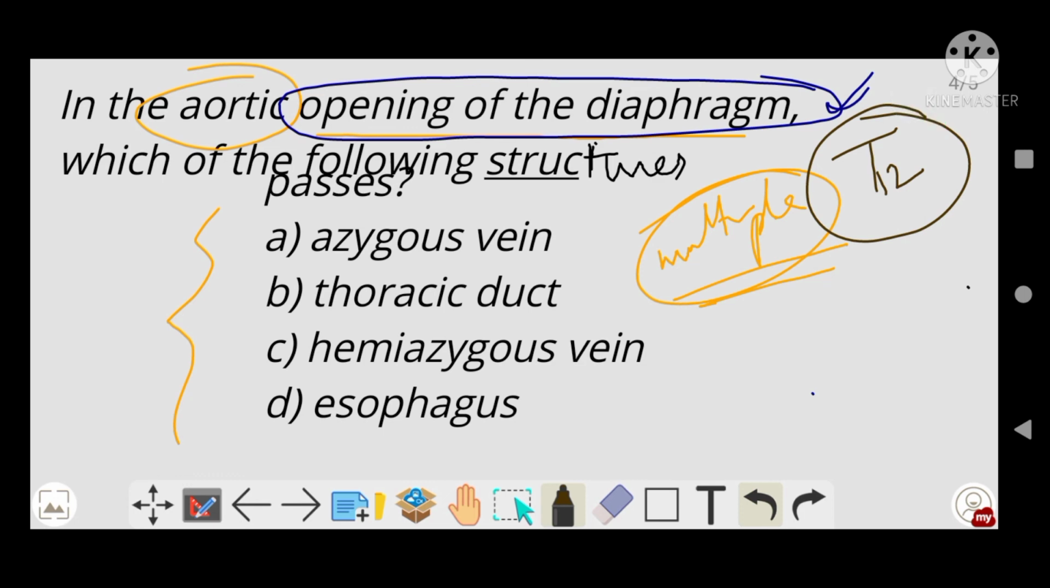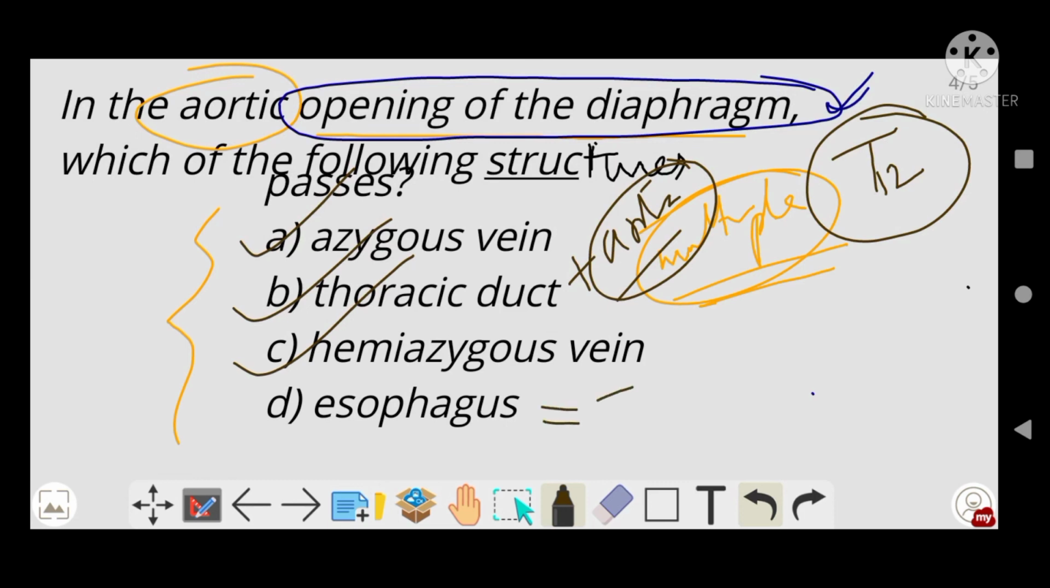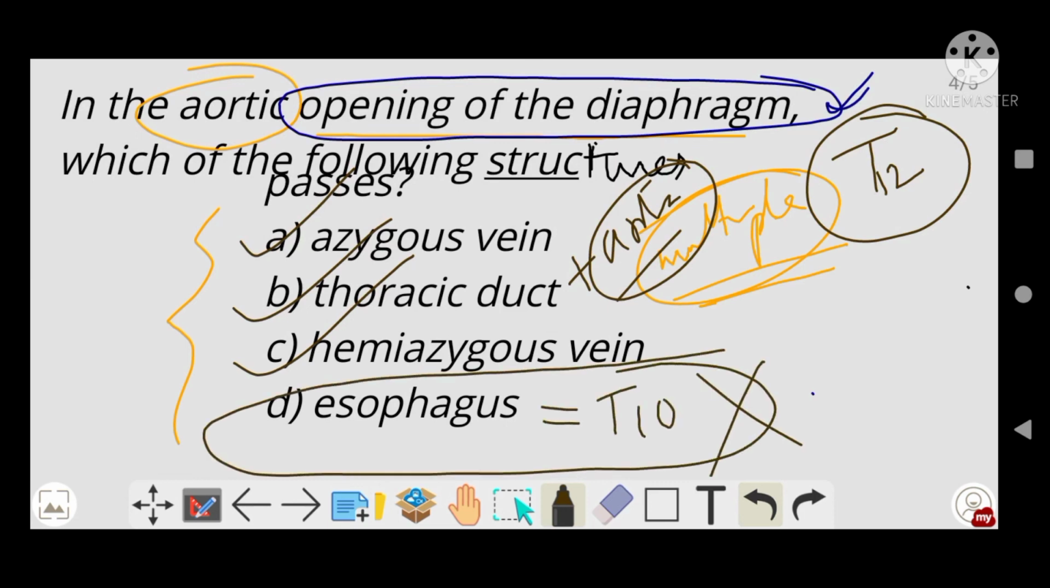So this is what they asked, and just now I told you that azygous vein, yes, it passes through it. Thoracic duct, yes. Hemiazygous vein, yes, right, and along with it aorta, because of course it is the aortic opening. So through the T12 opening, aorta, azygous vein, thoracic duct, all these pass. Talking about esophagus, it is through T10, right, not T12, right? So except this option, everything is correct.